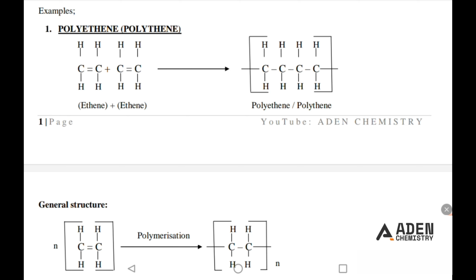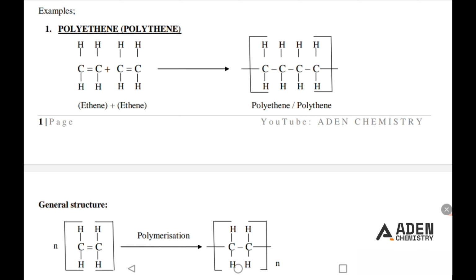Then how many bonds does each carbon have? 4 bonds. You have to know that. Then how many hydrogens are we having initially? In this ethene we have 4, 1, 2, 3, 4, plus another 4. We are going to have 8. So when we count here, 1, 2, 3, 4, 5, 6, 7, 8.